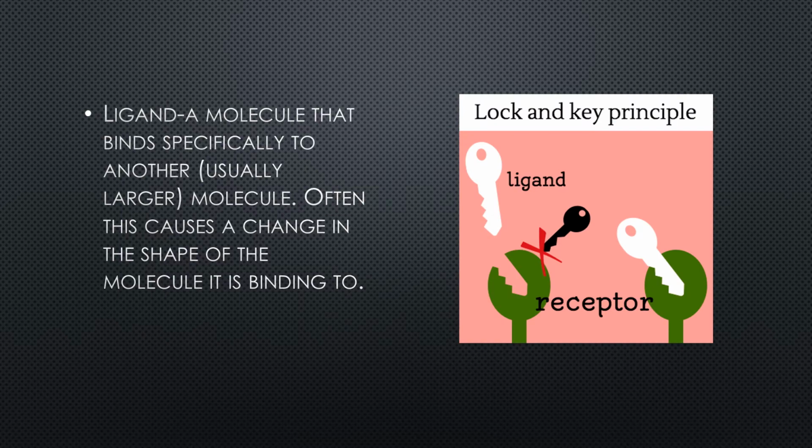Okay, so let's go back to that signaling molecule. Like I said, that is called a ligand. The definition of a ligand would be a molecule that binds specifically to another molecule that's often larger than itself, and that causes a change in the shape of the receptor protein that it's binding to. We often say that this is the lock and key principle because very much like enzymes and their substrate, there's a specificity to that activation site. So the ligand has to be a specific shape, have specific charges in order to bind the receptor.